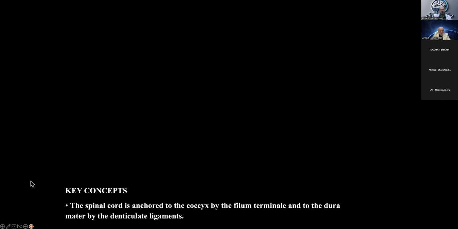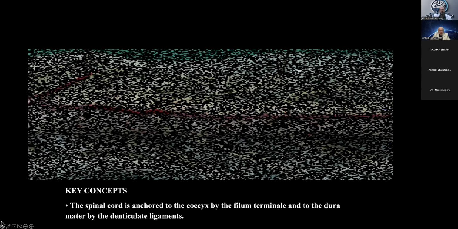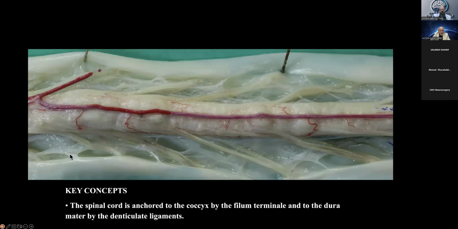So a key concept is that the spinal cord is anchored to the coccyx by the filum terminale and to the dura mater by the denticulate ligaments. Look at this picture. Here we have the denticulate ligaments. In this case, here, here, here, and here.